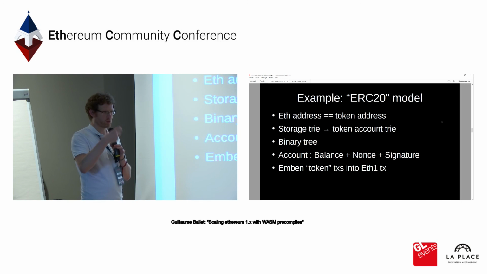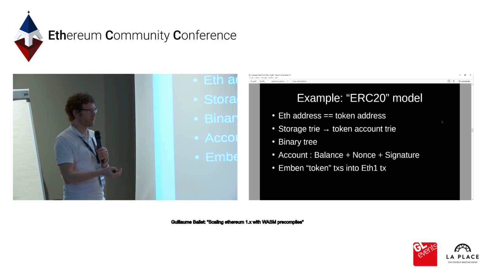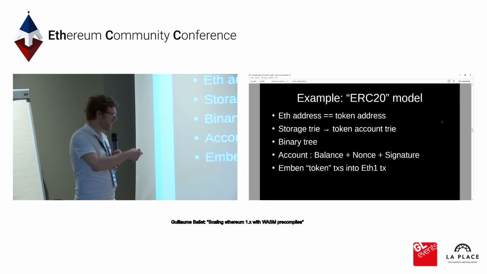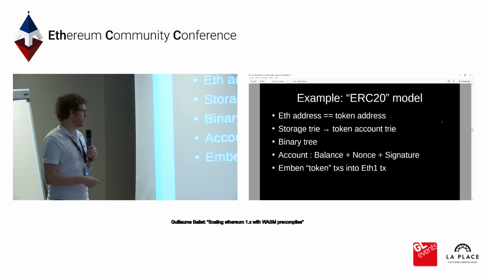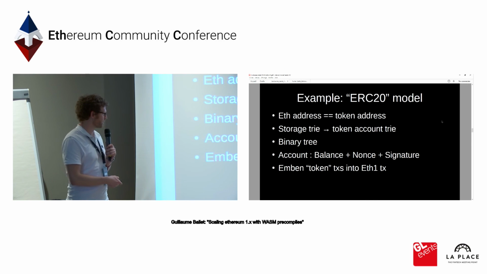And yes, you have this model which is balance, nonce, signature, and you just pass token transactions, which are effectively layer 2 transactions. You don't even need to persist them on chain until you really need to, before you detect there's a problem with the way people are dealing with you.